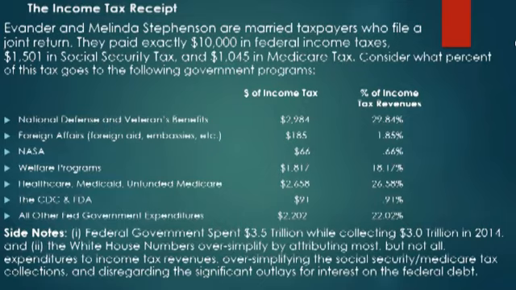And so it's spending more than we're paying. And that's a concept that would suggest that these percentages of income tax revenues going to these amounts should probably be reduced to add up to less than 100%. So the other thing is the White Hat numbers oversimplify by attributing most but not all expenditures to income tax revenues, oversimplifying the Social Security Medicare tax collections, and disregarding the significant outlays for interest on the federal debt.